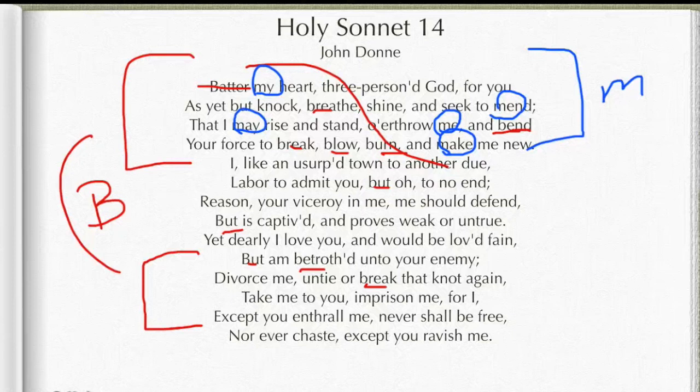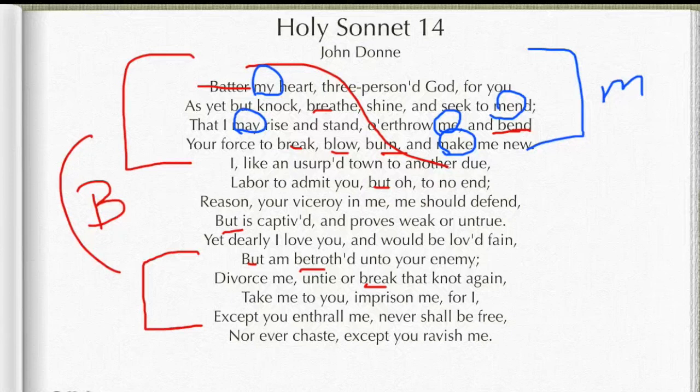So what is this saying? Just in the sounds, we're saying that we need God to break us. We need God to captivate us. We need him to overthrow us, these violent tensions. But there's a beauty to it. There's a soft beauty to it, right? Batter my heart so it can be mended to you. I mean, look at that. Just with alliteration, we see this.